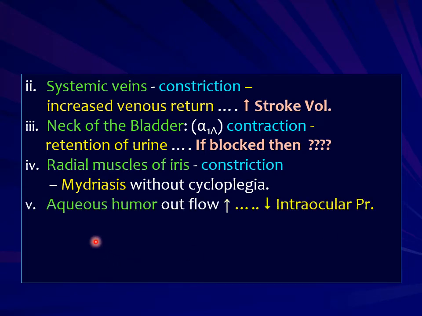Then the fifth important site where alpha 1 is present is the aqueous humor. So stimulating it will lead to increased outflow of the aqueous humor from that site, and that will ultimately reduce the total quantity of the aqueous humor and decrease intraocular pressure. This effect is also used for glaucoma.